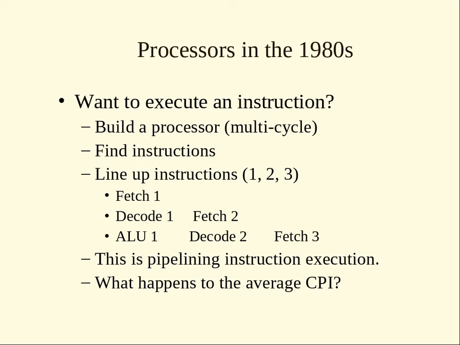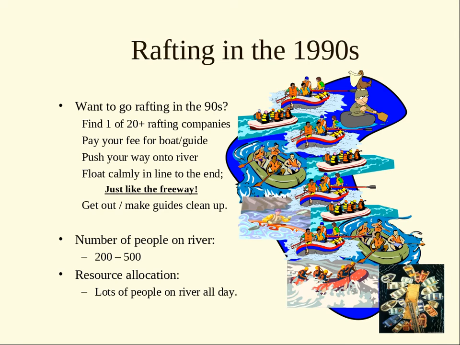Luckily, the average CPI can get down to 1 if you line up all these instructions correctly. Rafting in the 90s is a little more: find one of 20-plus rafting companies, because now it's a pretty big business. Pay your fee and float calmly in line just like a freeway, get out, and make the guides clean up everything, because who wants to do all that work? And usually you can have a lot more people on that river, lots of people on the river all day. Although right now, there's probably not too many people out there.